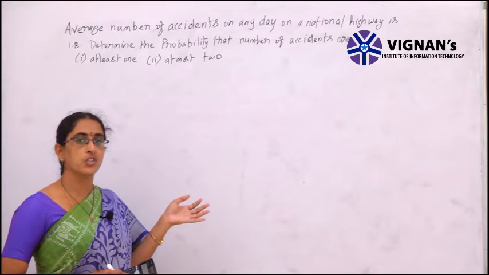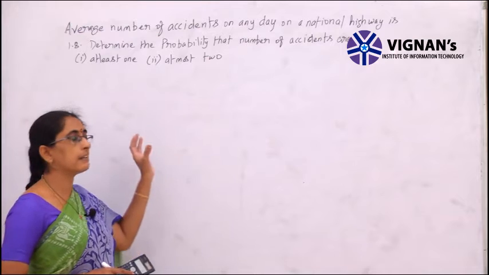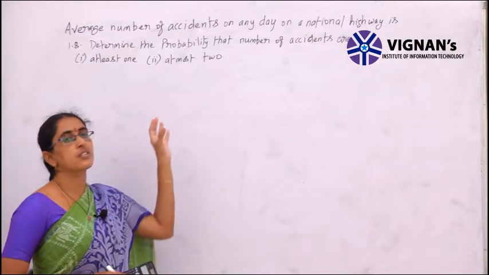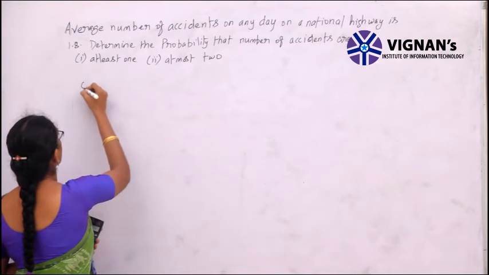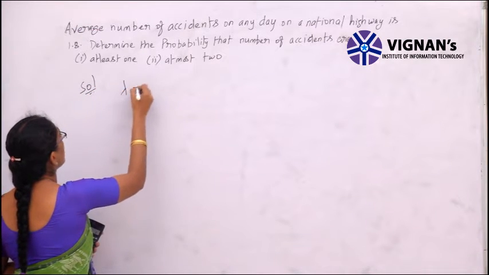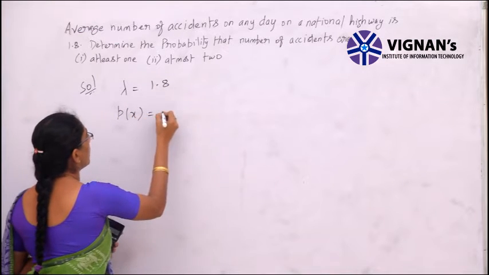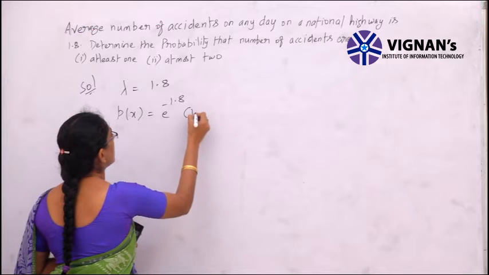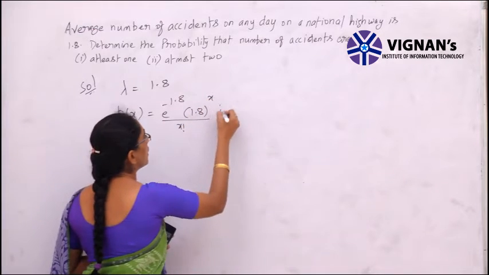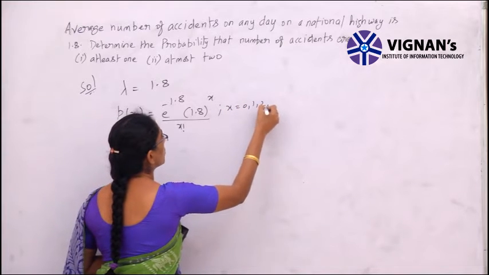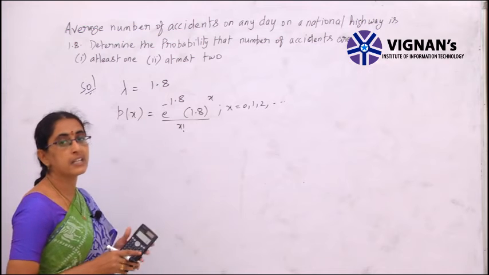Whereas in binomial distribution problems, the probability of success or the probability of failure will be given. Here directly the average rate of that particular situation is mentioned. That means lambda equal to 1.8. Right? So if you move to the solution here, lambda equal to 1.8, that means the probability function is e power minus 1.8 into 1.8 power x by x factorial for x equal to 0, 1, 2, and so on.